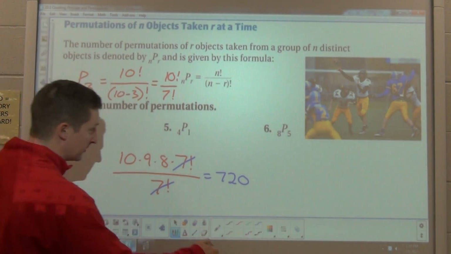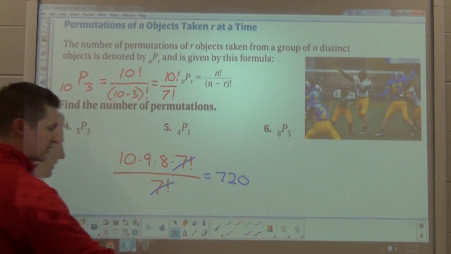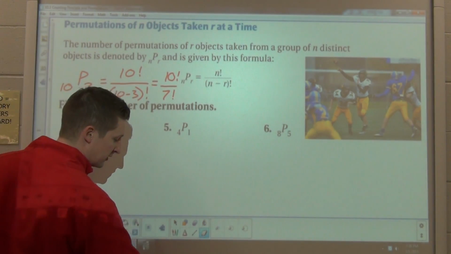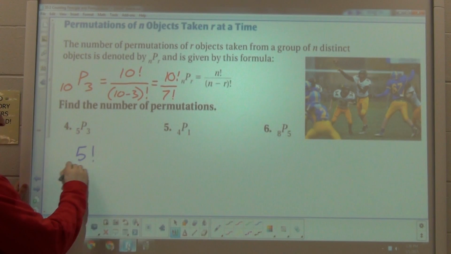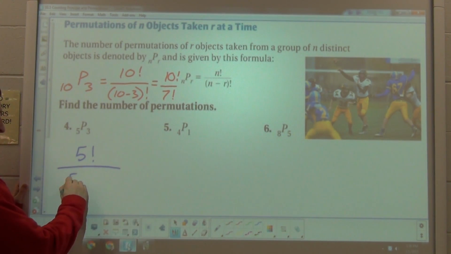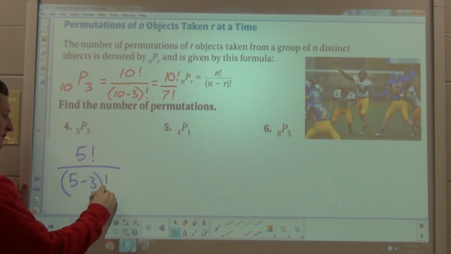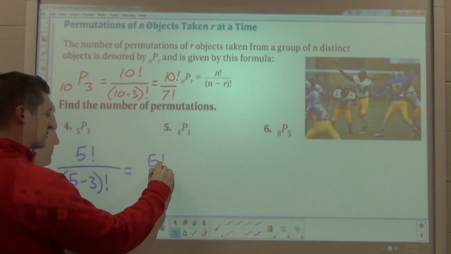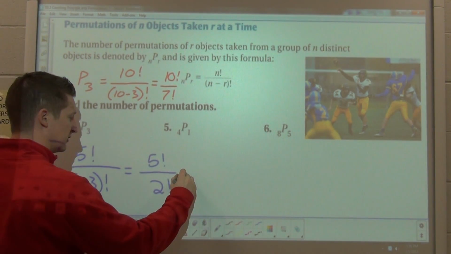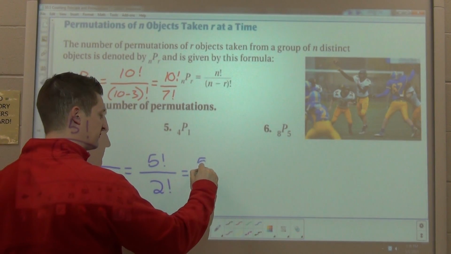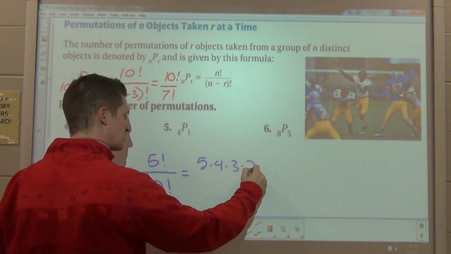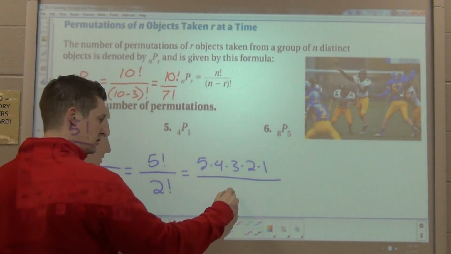5p3. According to our formula, this would mean take 5 factorial divided by 5 minus 3 factorial. Well, that'd be 5 factorial divided by 2 factorial. 5 factorial is 5 times 4 times 3 times 2 times 1. I might as well write out the whole thing.